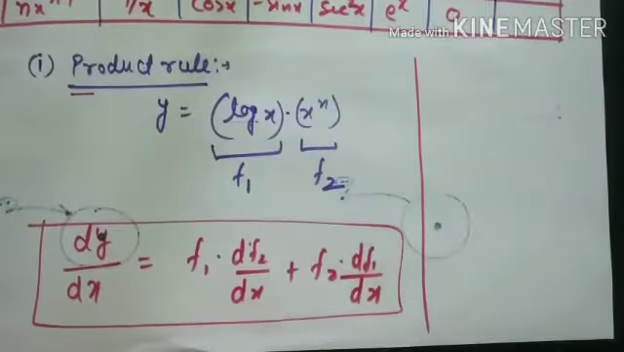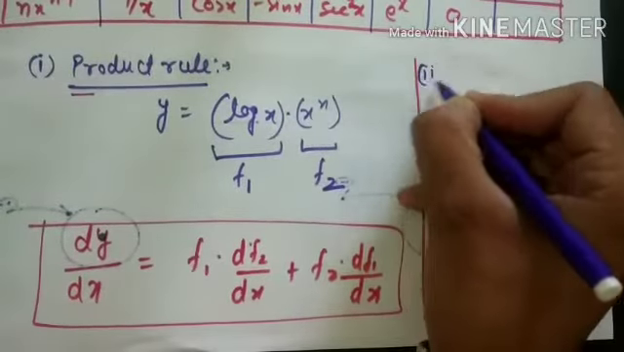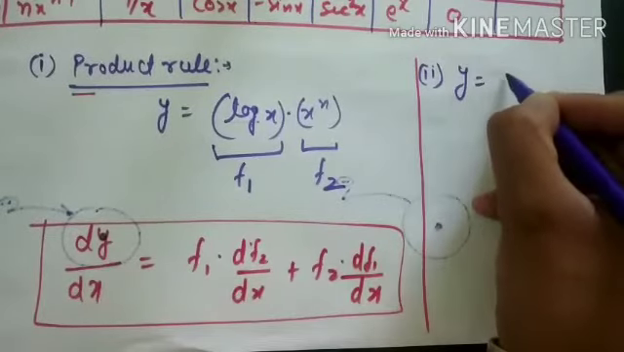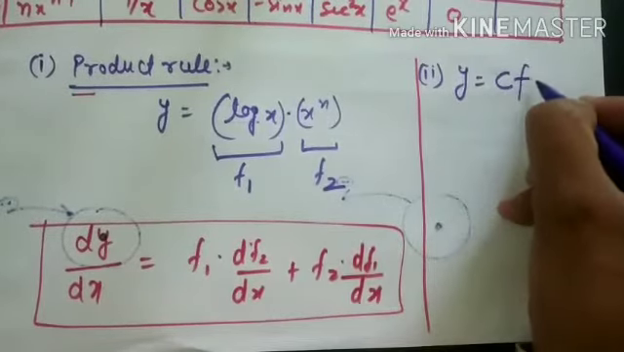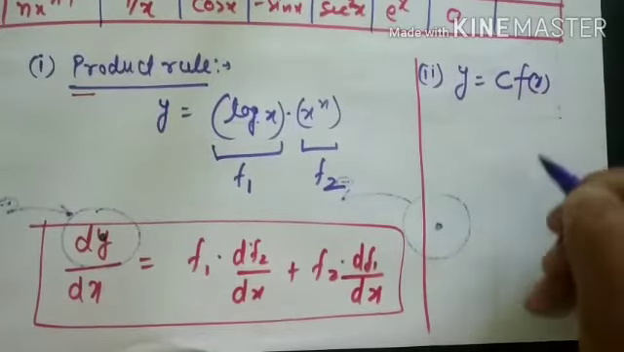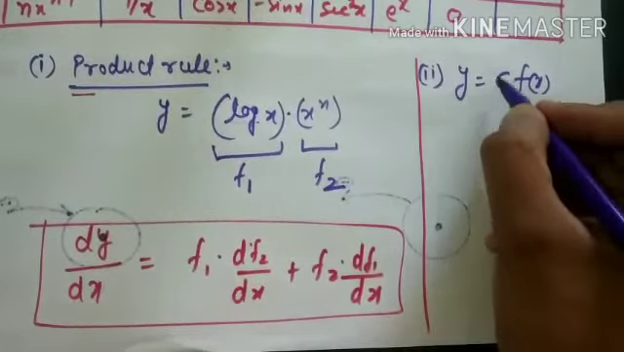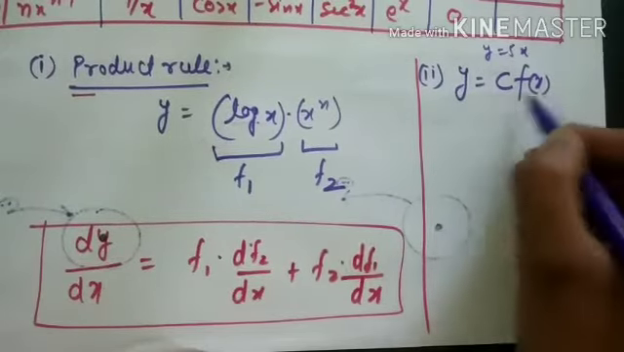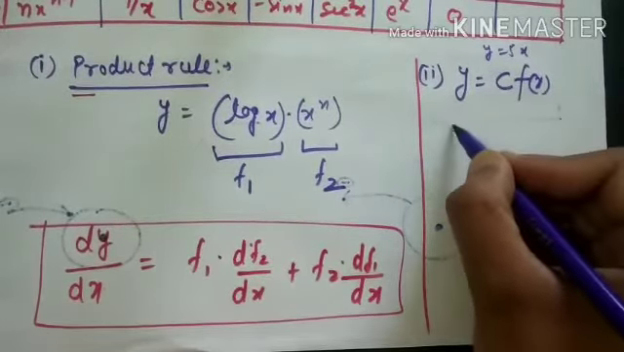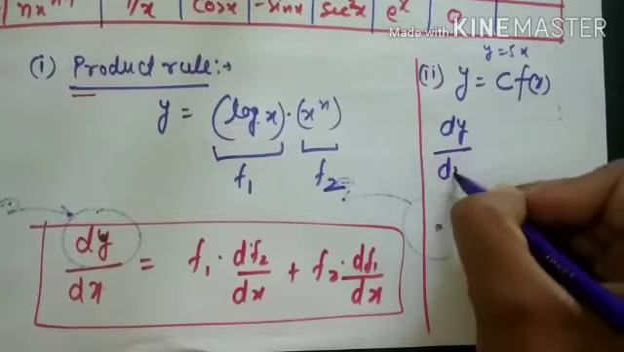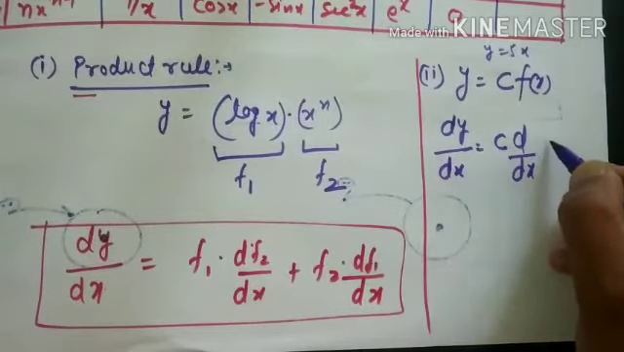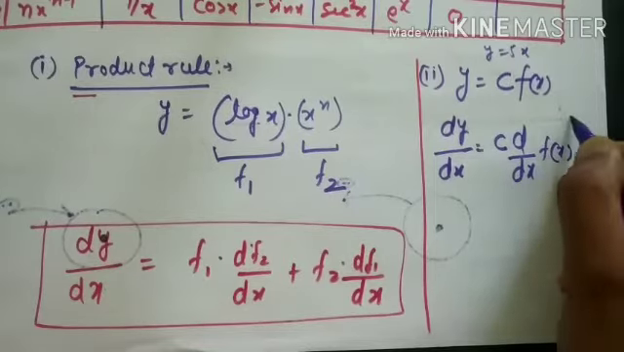Property number 2: if we have a function y is equal to c f(x), where c is a constant, like somewhere it is given that y is equal to 5x. So how to differentiate this? We have to separate the c. So if you want to differentiate dy by dx, we have to separate the c first. The differentiation is done of the function f(x).